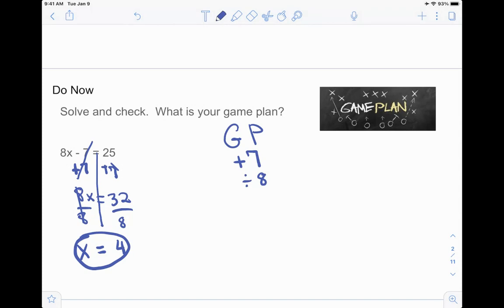Now I can always check my equation, and to check my equation, what I want to do is take my answer of 4 and substitute it back in to the left-hand side of the equation. So I have 8 times 4 minus 7. Now I need to literally use the order of operations, and 8 times 4 is 32. And 32 minus 7 is 25. And that is what the equation is supposed to equal, so I know it checks.